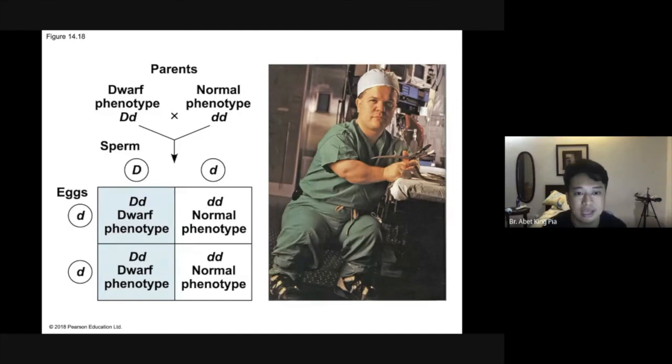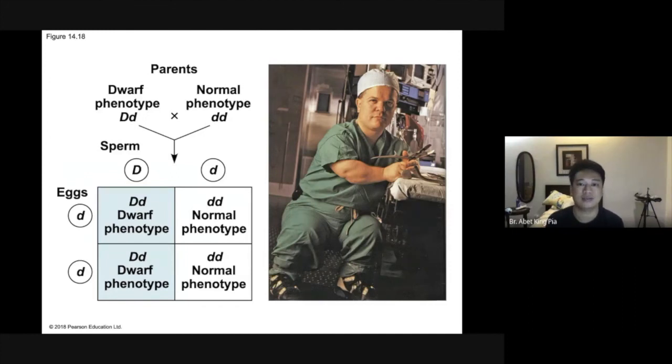So, you have here a sample of monohybrid cross for dwarfism, for this type of dwarfism. Okay, so akala natin yung dwarfism, isa lang. Meron pa siyang different types. Yung iba, caused by mutation in the gene for the height of the person.